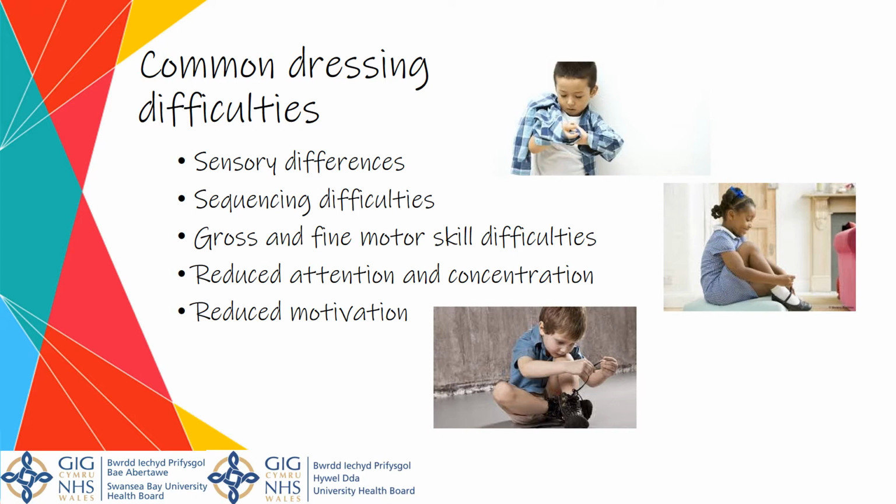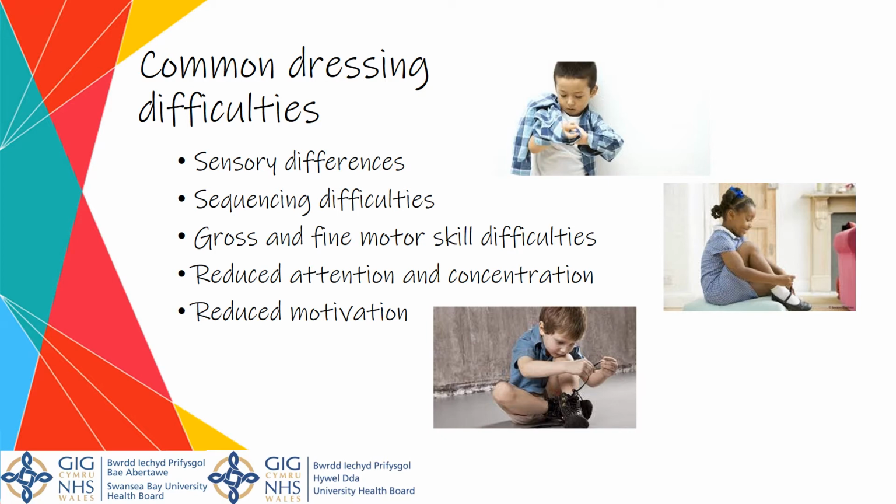A child needs to be able to pay attention to what they're doing. If they have difficulties with paying attention, then they may become distracted by other things going on around them, and they may not notice if they've missed a step in the dressing sequence, or put an item of clothing on in the wrong way round, for example.